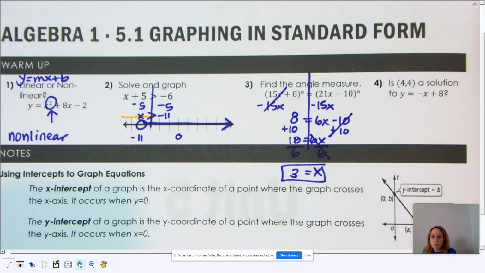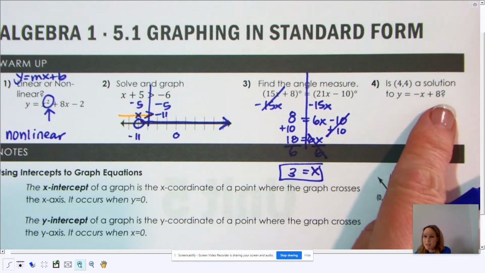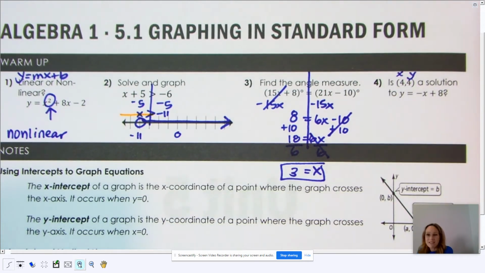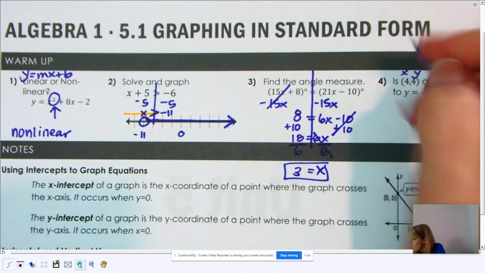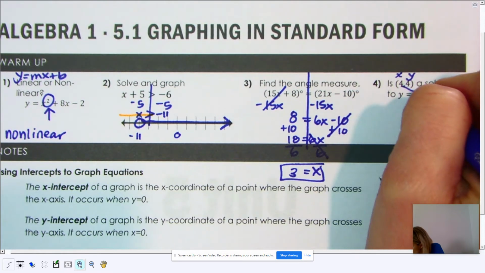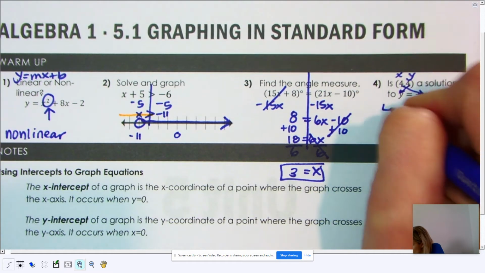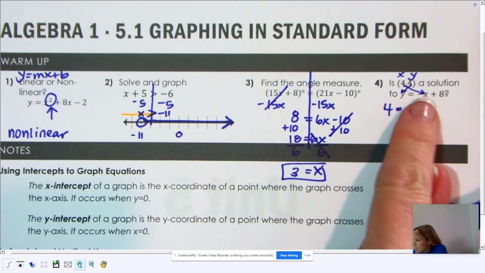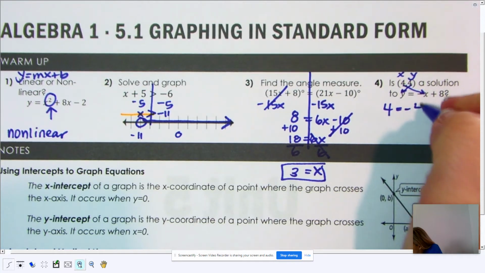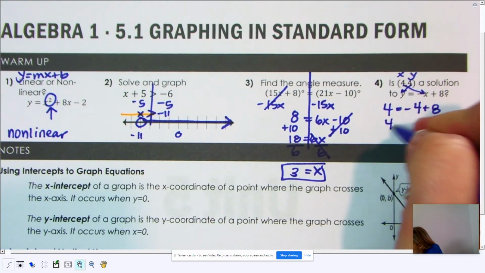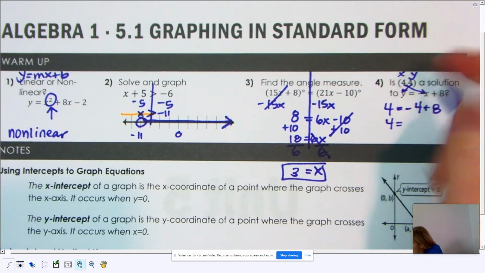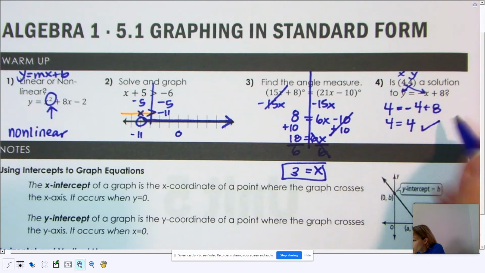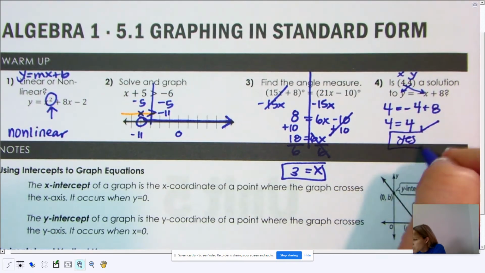Problem number 4 is asking if a point is a solution to this equation. So this is the x value, this is the y value. This time it doesn't even matter because they're exactly the same. You're going to put the 4 in for x and the 4 in for y. So 4 equals, and there is a negative in front of the x, so I'm going to make it a negative 4 plus 8. Is 4 equal to, well, 8 take away 4 is 4. Is 4 equal to 4? Yes, that is true. So yes, it is a solution.